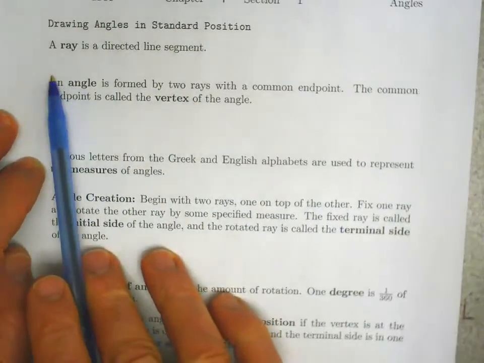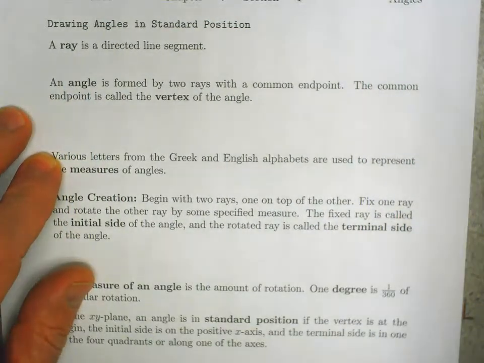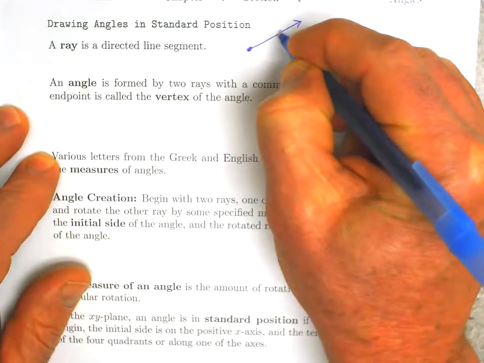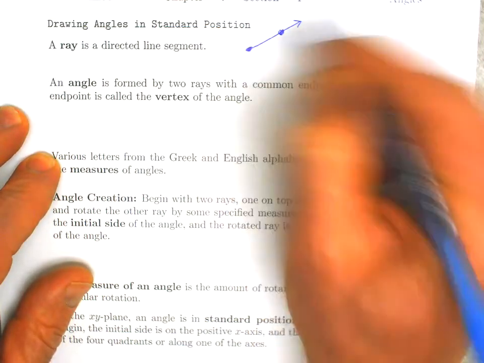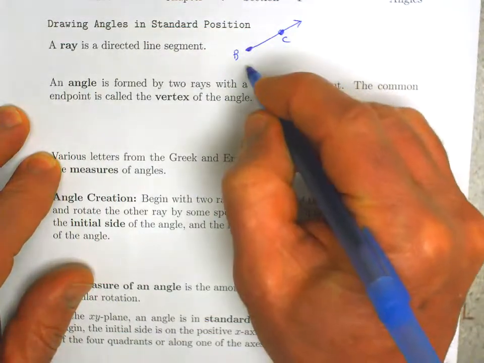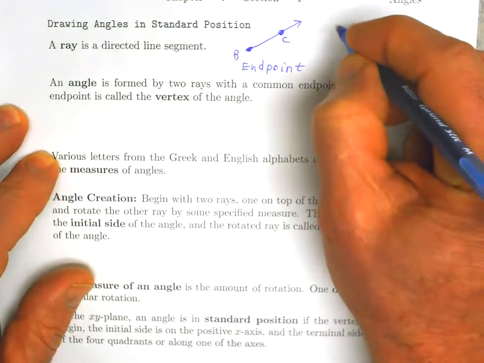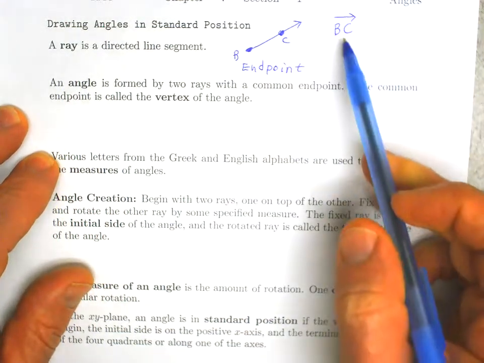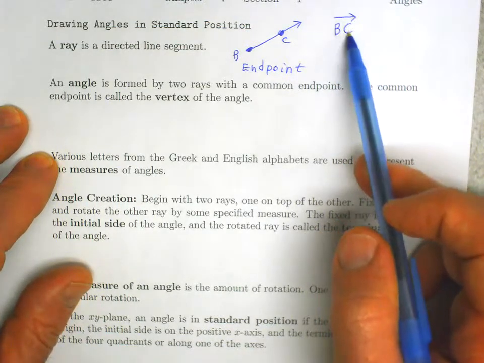The first definition is a ray. A ray is a directed line segment. It has an endpoint, and then if you want to label 2 points on that ray, such as B and C, the endpoint is where B is. And symbolically, you can represent this ray by writing BC with a rightward arrow above BC. And this indicates that B is the endpoint and the ray passes through the point C.